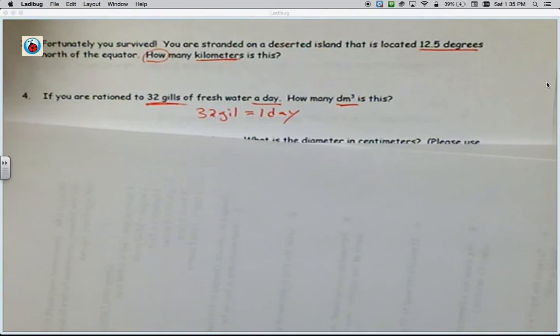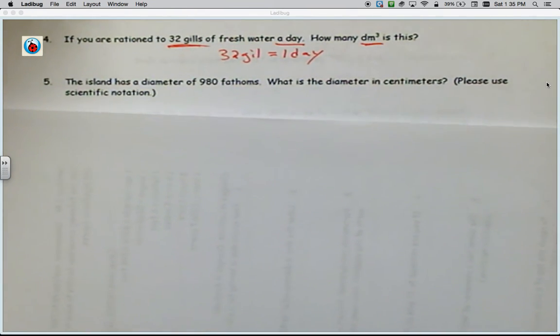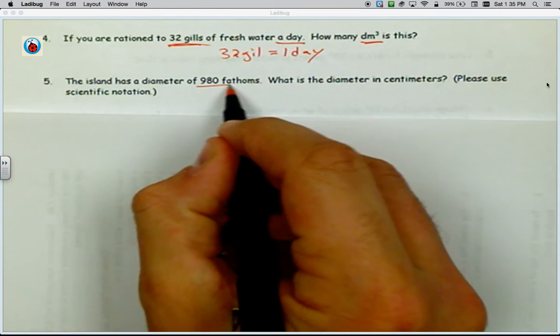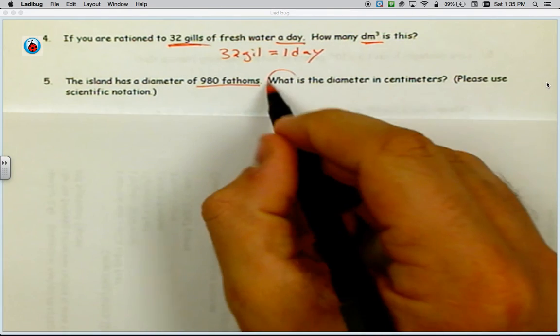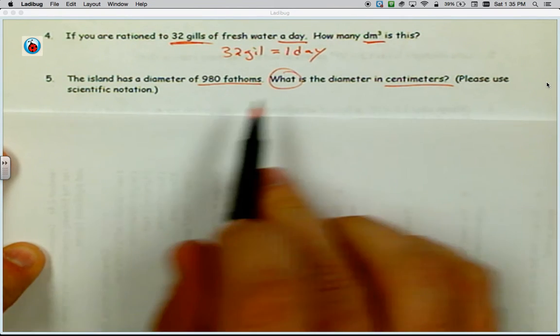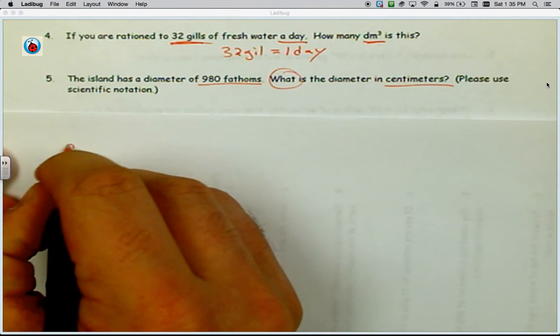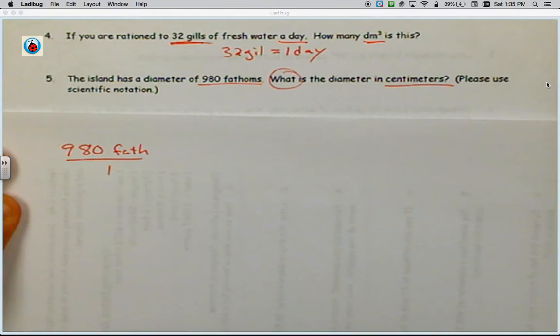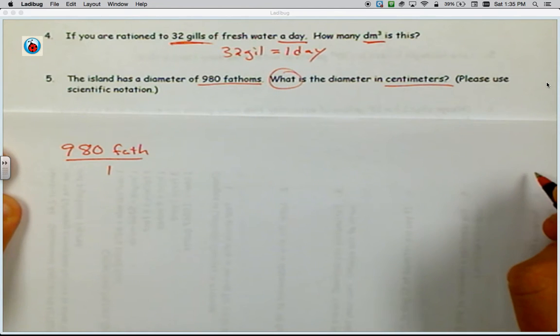All right. Let's take a look at number 5. The island has a diameter of 980 fathoms. I found a number. What? Question word. What is this diameter in centimeters? Ooh, and please use scientific notation. Go. We have 980 fathoms. Putting it over 1. No, it's in the numerator. Trying to get it all the way over to centimeters.